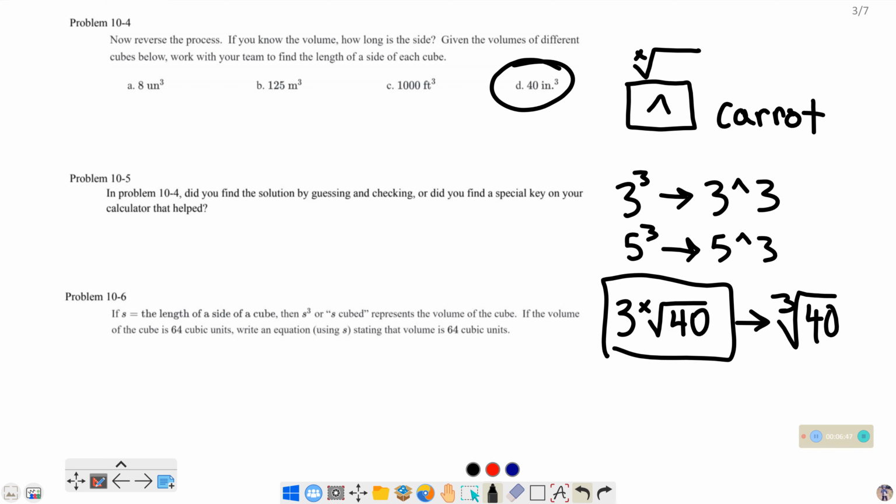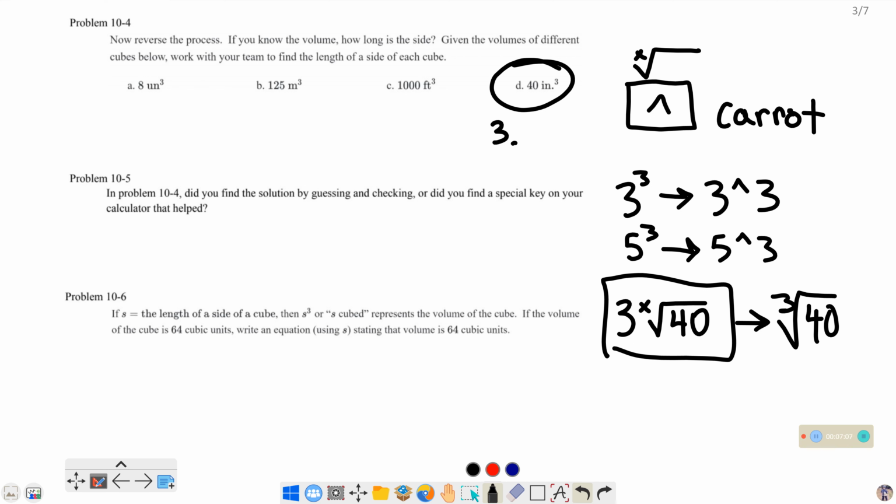And when you type that in, that is going to give you an answer that is somewhere between, I believe, the answer is 3.41. But I want you to verify that on your calculator.